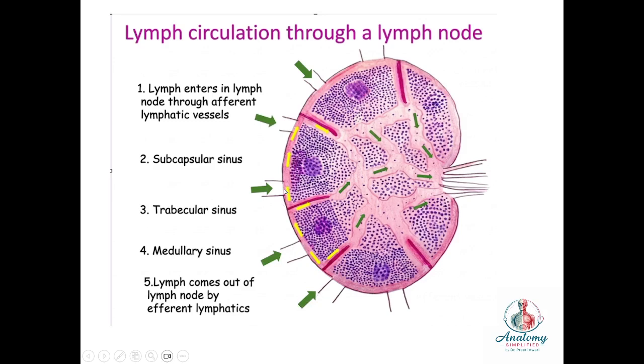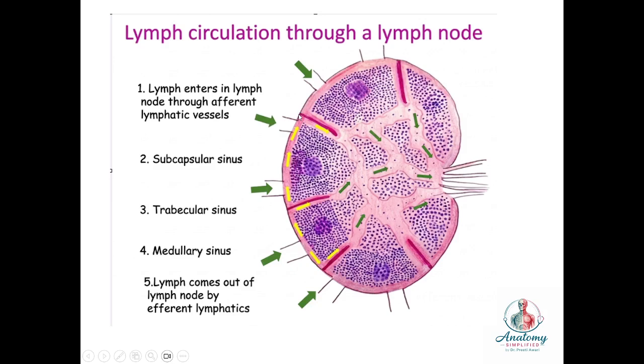Then, the lymph enters into the subcapsular sinus. A very important feature of a lymph node is a space underneath the capsule called the subcapsular sinus, where the lymph is entering. This is the identifying feature of a lymph node.